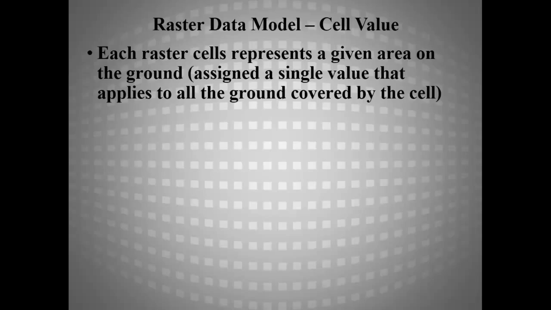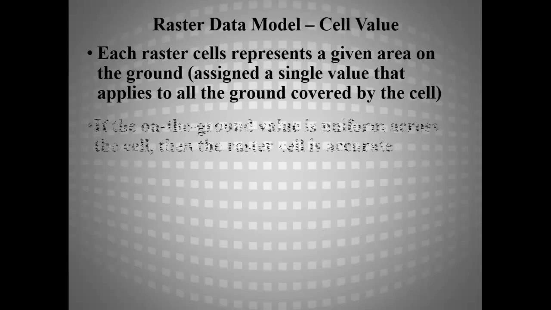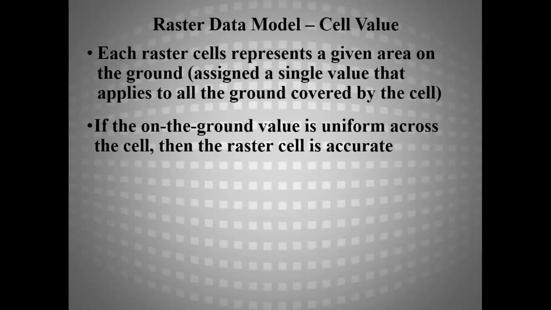Okay, each cell represents an area on the ground. So larger cell, larger area, smaller cell, smaller area. Each cell gets one value, a single value that covers all of the ground covered by that cell. So if the value inside of that cell is uniform across the cell, then you have an accurate cell. But that's frequently not going to be the case. In continuous phenomena, the value is actually going to change within that cell.